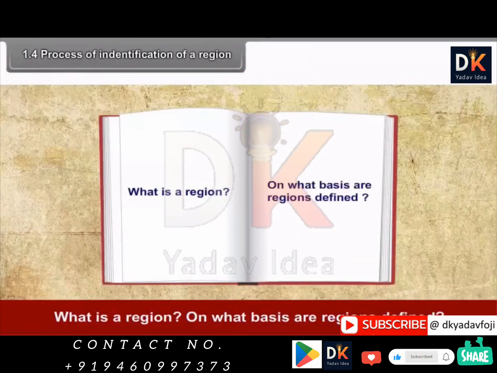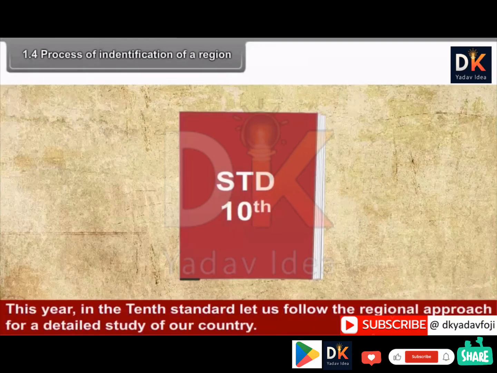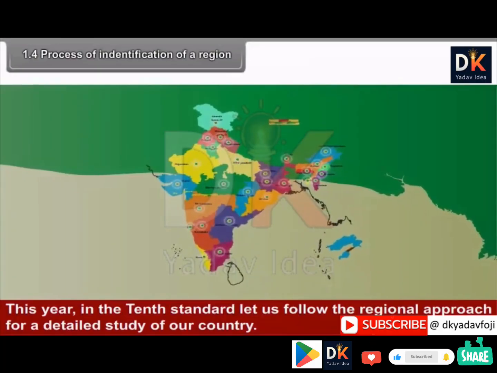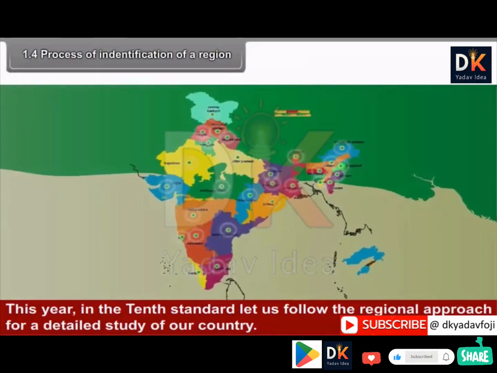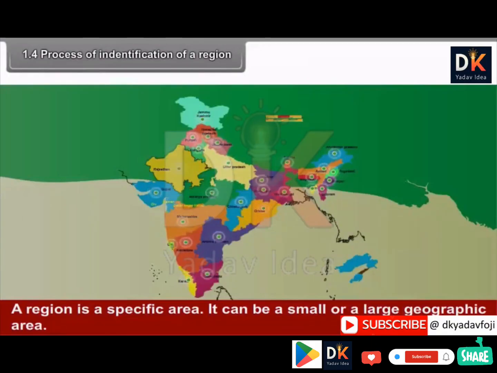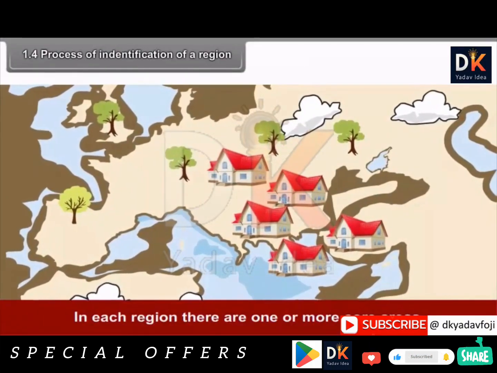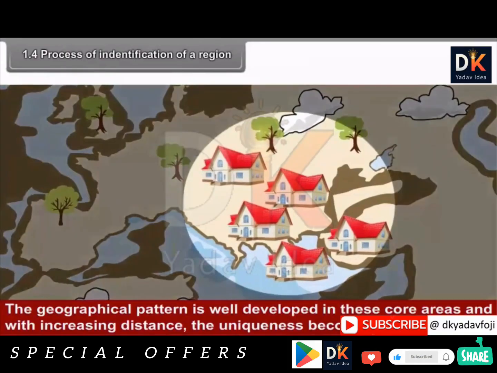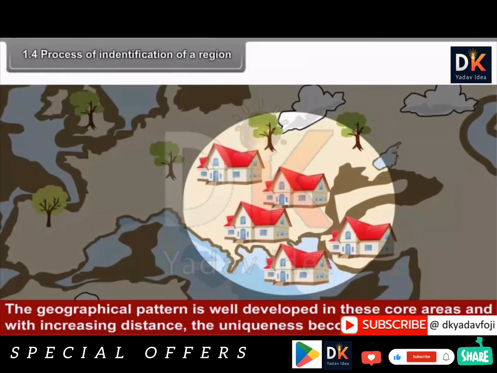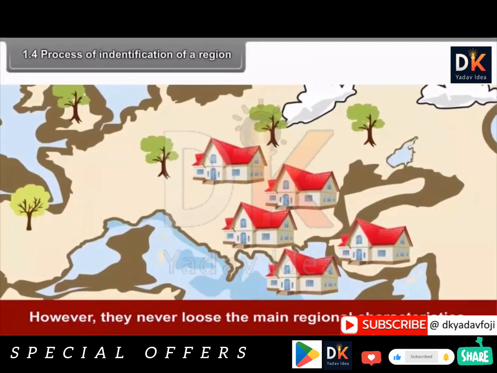What is a region? On what basis are regions defined? All these we have studied in the 9th standard. This year, in the 10th standard, let us follow the regional approach for a detailed study of our country. A region is a specific area. It can be a small or a large geographic area. In each region, there are one or more core areas. The geographical pattern is well developed in these core areas, and with increasing distance, the uniqueness becomes less apparent. However, they never lose the main regional characteristics.